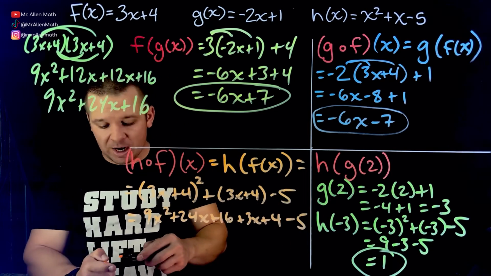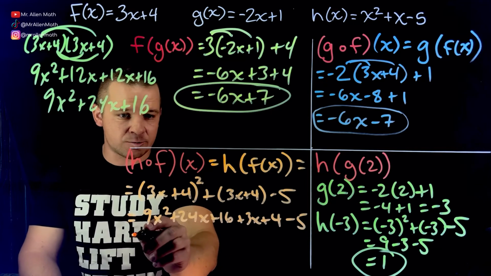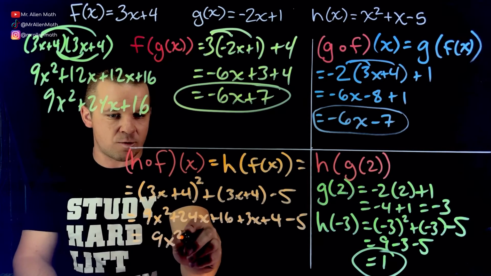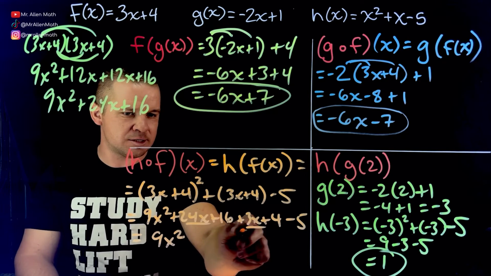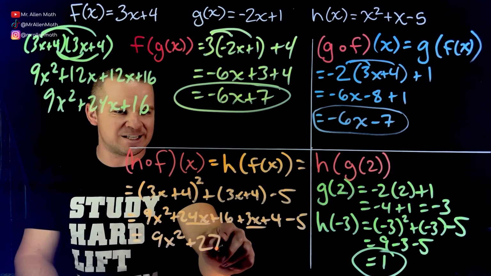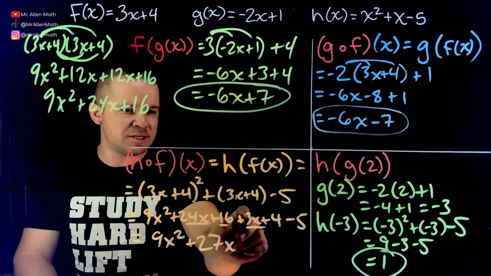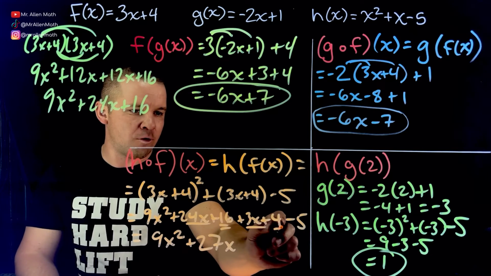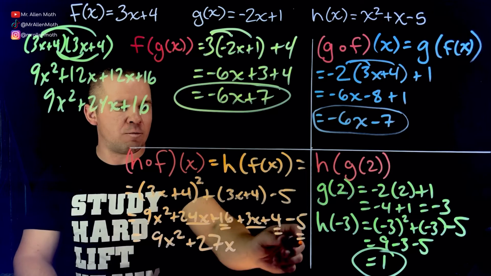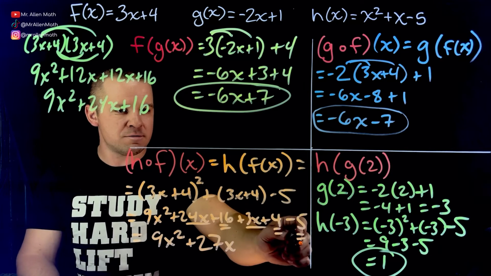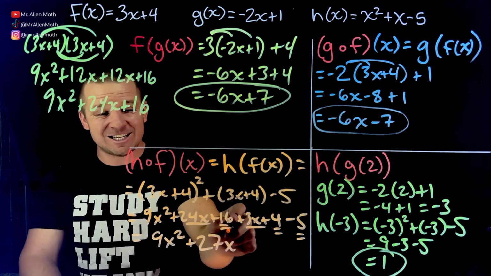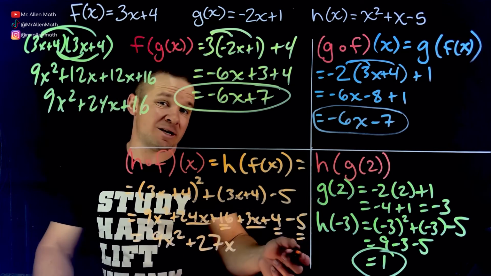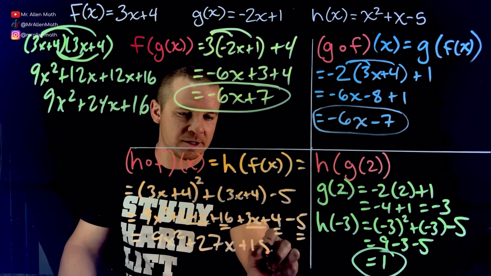Okay, now we got to pay attention to our like terms. So 9x squared doesn't have anything, so that's just 9x squared. But I have 24x and 3x. That's going to give me plus 27x. And then I have 16, 4, and negative 5. We're going to think of it as 16 plus 4 is 20. 20 minus 5 is still 15, right? There's a couple ways to look at that.